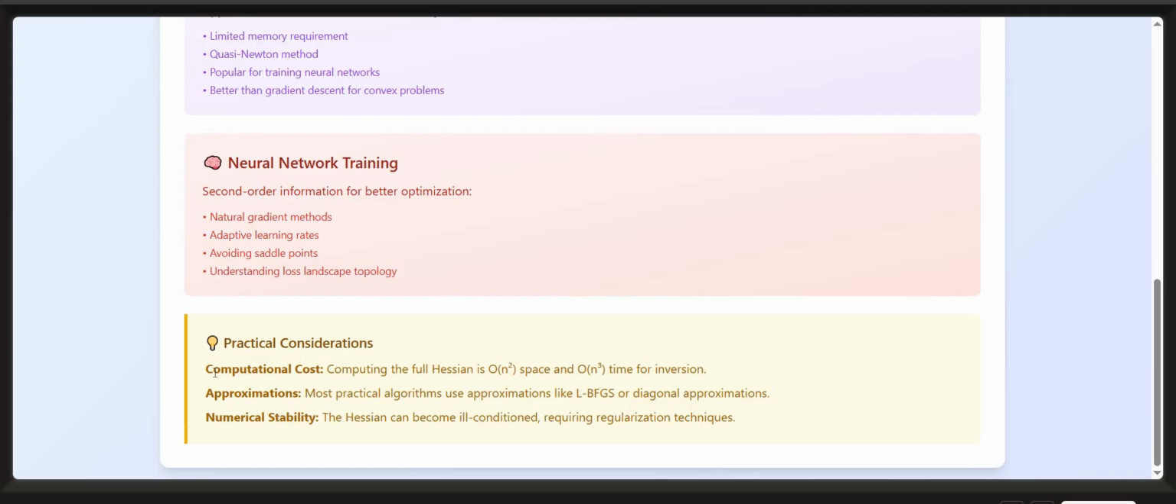Another thing is stability. In some cases, the Hessian can be ill-conditioned, meaning it is close to being singular or unstable. That can mess with optimization, and in those cases we often need to regularize it to avoid numerical problems.